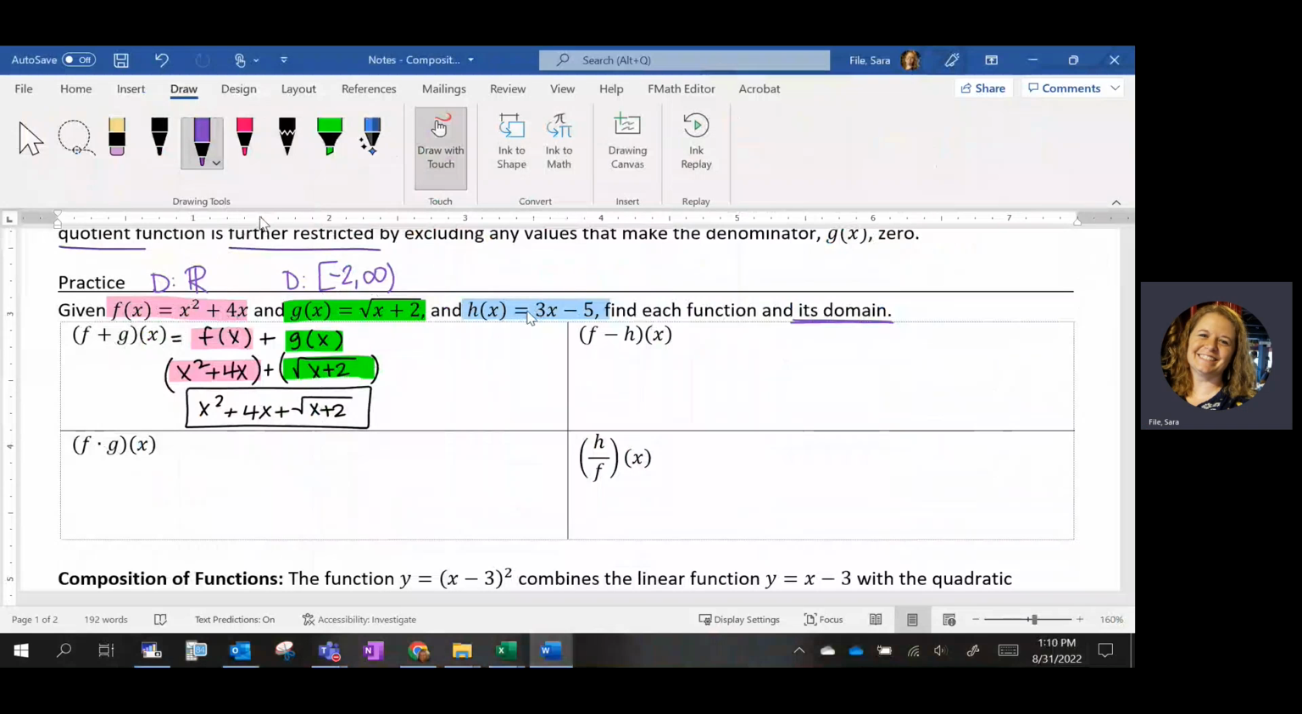What about the third function, h of x? What type of function is this? Linear. And so what's the domain? All reals. So the only one of the original three functions that has a restricted domain is g of x. So the domain of this combination function will be where these two domains overlap, which is just -2 to infinity. That's the x values that those domains have in common. So that's the domain.